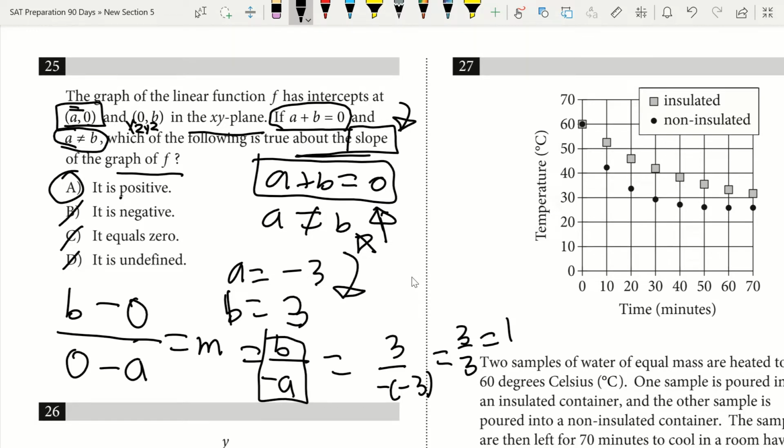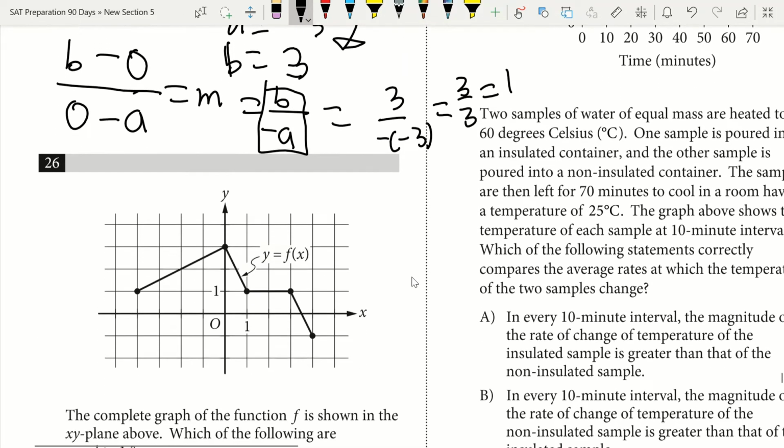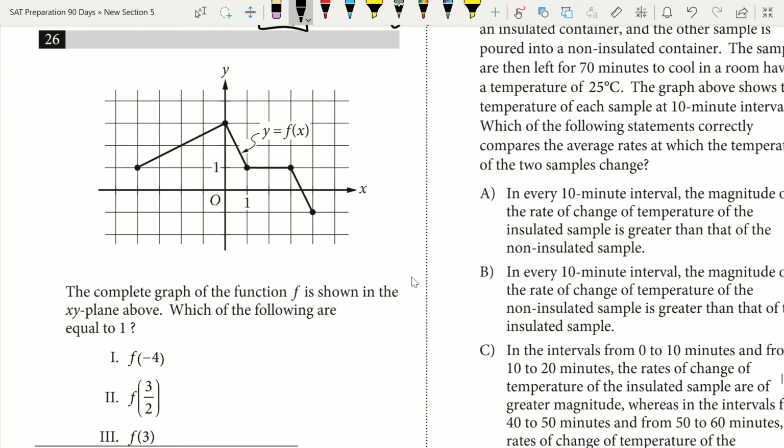In this case, it's going to be positive. Okay, so that's one strategy that you can use and that I would use if I were doing this. So that's 25. The answer there is positive, which is A. Now we got 26. So I see I've got a graph here.